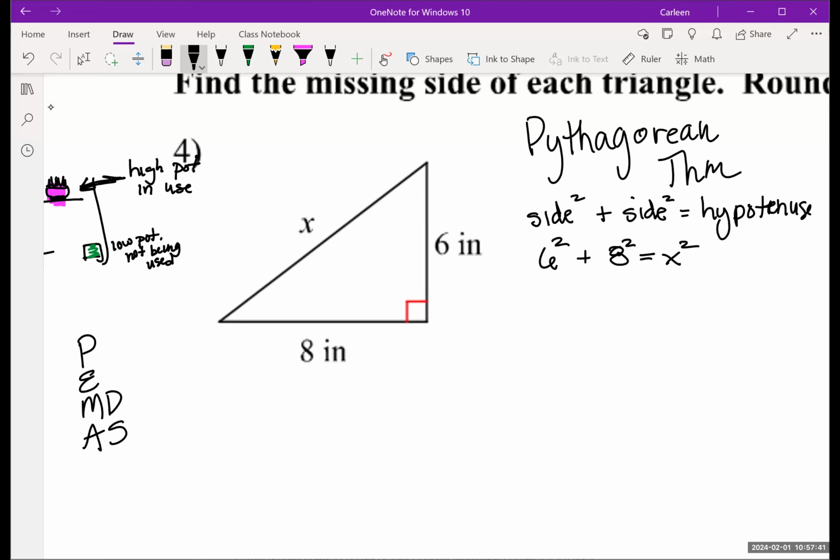Now, one thing I forgot to do. Let's label these. How do we know which one goes alone? Notice this is the biggest. This is across from the right angle. Yeah, across from the right angle. So go to the right angle, shoot the arrow. This is the hypotenuse.